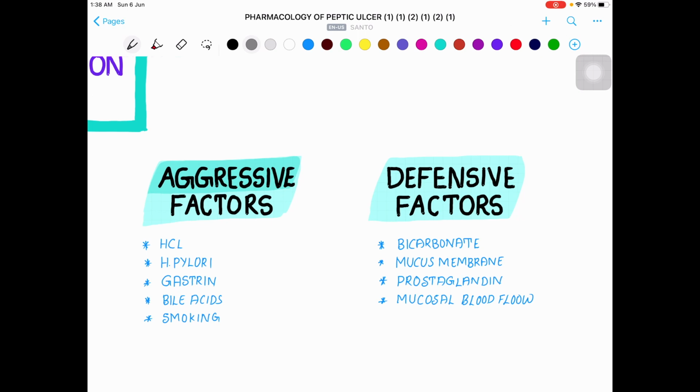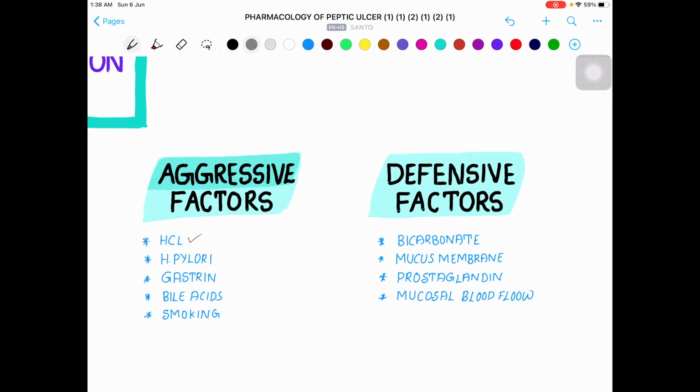Let's see what those aggressive factors are: HCl, H. pylori, gastrin, bile acids, smoking. These are some of the aggressive factors. Let's discuss what the defensive factors are: bicarbonate, mucous membrane, prostaglandin, mucosal blood flow. These are the main defensive or protective factors.